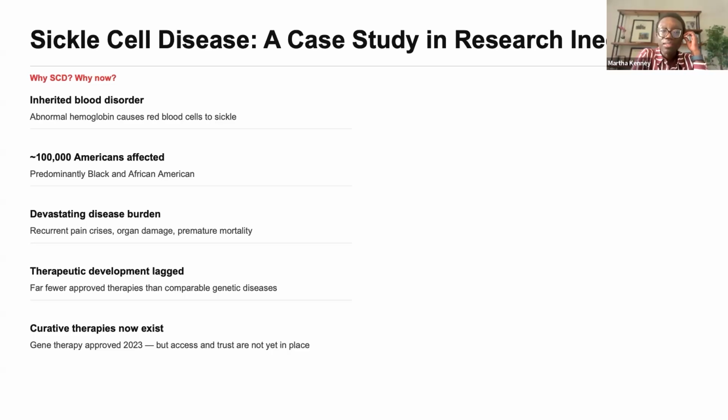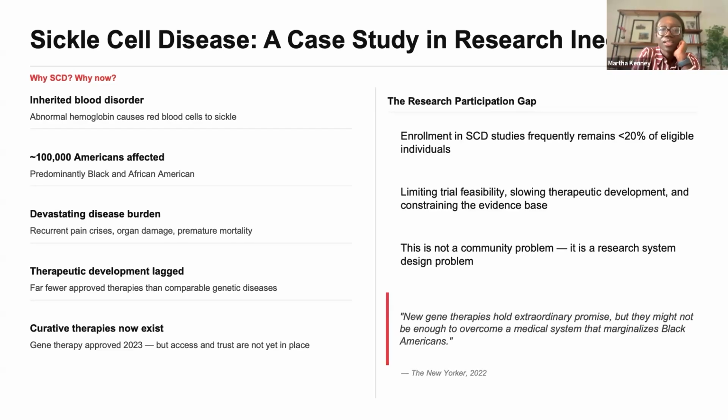And now we have curative therapy that exists, but yet it's still not accessible. And still the conversations about who is going to receive it are still ongoing. And so there's a tremendous research participation gap in sickle cell disease. When you look at interventional studies in sickle cell disease, only about 20% of people who are eligible for the studies actually get enrolled. And so that's a huge problem. That's part of the reason why we have a therapeutic gap in sickle cell disease.